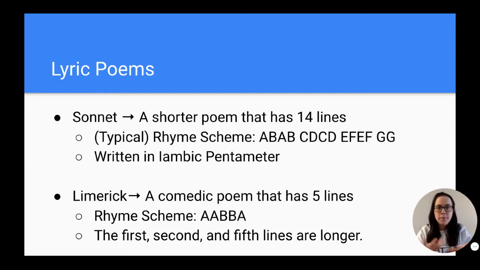There is another rhyme scheme that your sonnet could be, which is A, B, B, C, C, D, D, E, E, F, F, G, G. And every single one of these rhymes is written in what's called iambic pentameter. Now we're going to dive a little bit more in depth with iambic pentameter when we study Shakespeare at the end of the year.